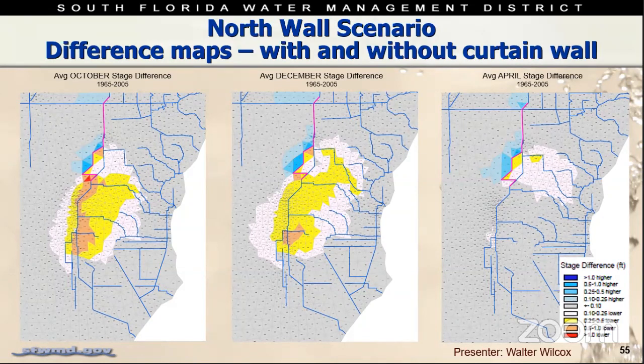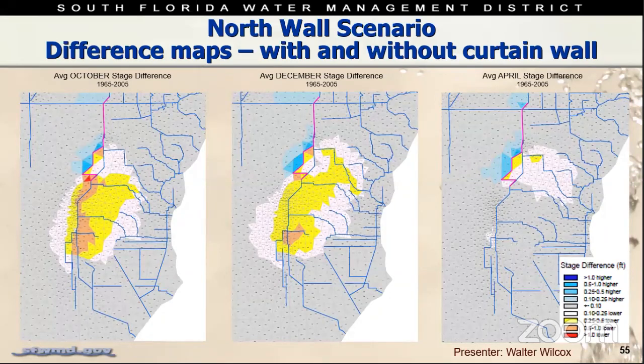And so we see that in this particular configuration, although we get some local water level increases where the wall is constructed, in the southern part of the system there's actually a reduction in water levels on both sides of the levee, in both the natural system and the developed system. And so that may present a challenge moving forward with a configuration like this.